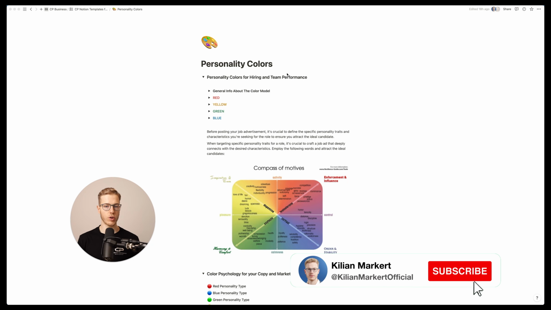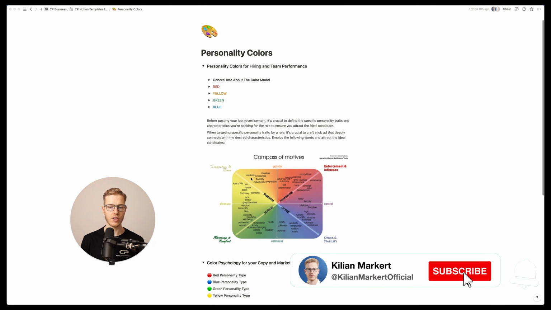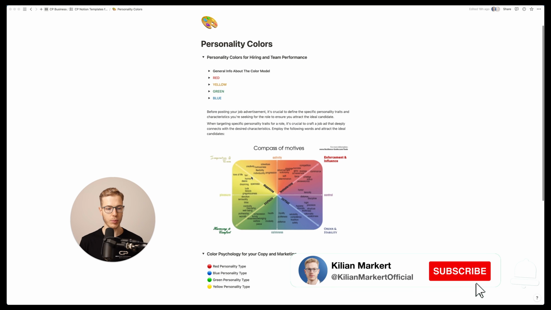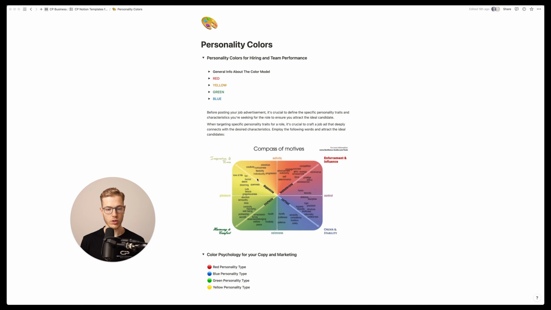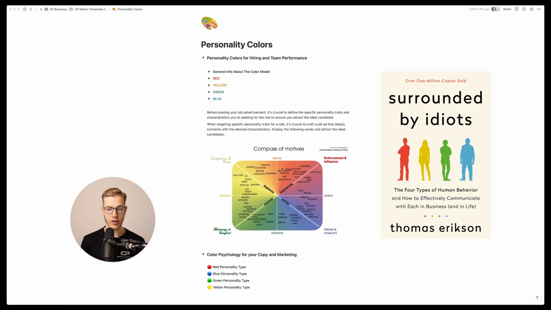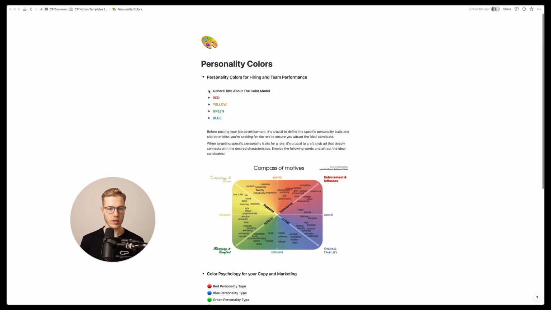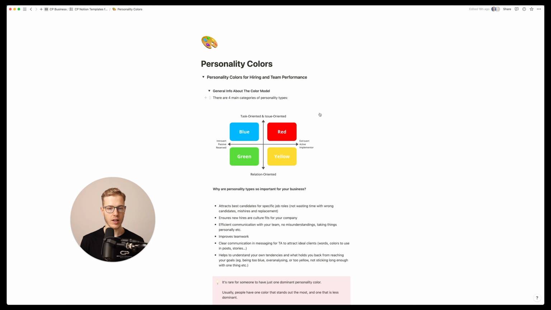Alright, here's our personality colors template, and a lot of this is based on, you probably know, the DISC personality type, and also the 4 colors based on the book Surrounded by Idiots by Thomas Erickson. Super powerful concept. First of all, you need to understand that there's basically 4 personality types.